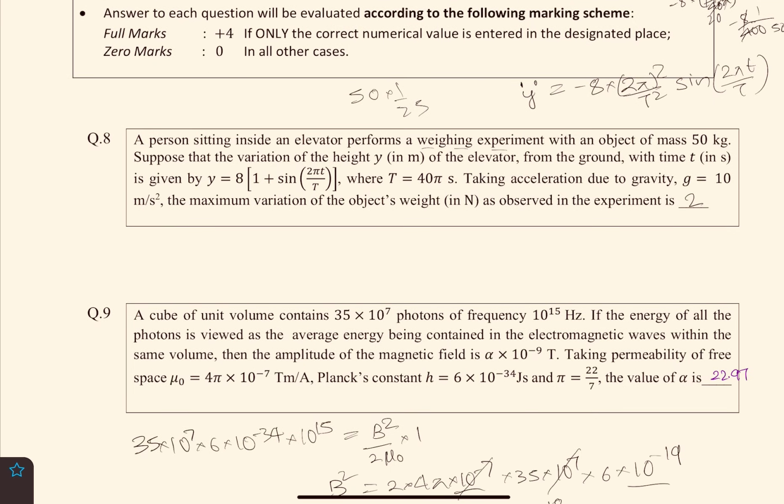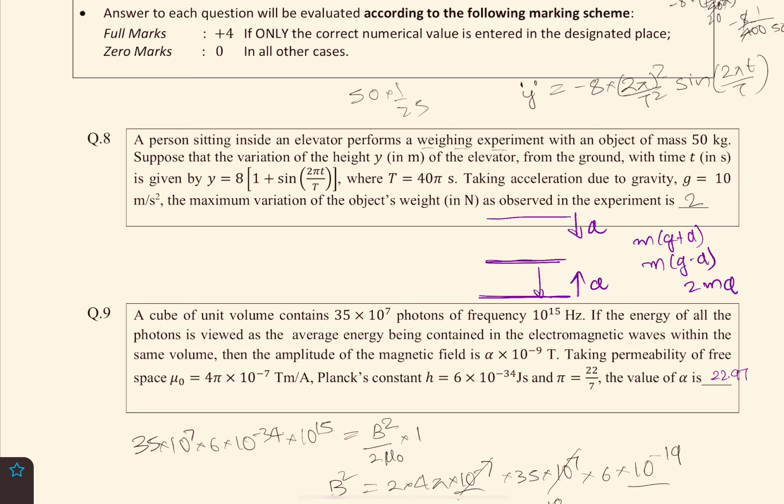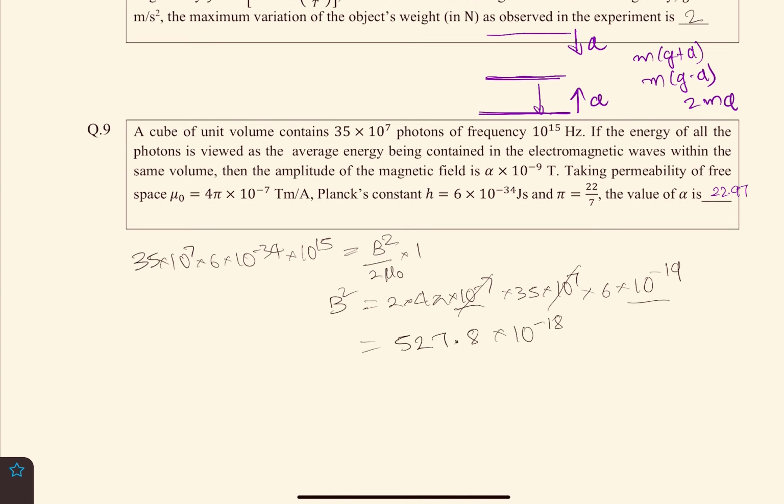Next, question number 8. So the platform is oscillating up and down. They have asked the maximum variation of object's weight. So maximum variation will be what? If the platform, from the mean position, when it is maximum down, it has a max acceleration a upward, and when it is up, then it has a max acceleration a down. Then maximum variation in weight would be what? Maximum weight would be m into g plus a, and minimum weight would be m into g minus a, and hence 2ma should be the maximum variation, right? Then next question.